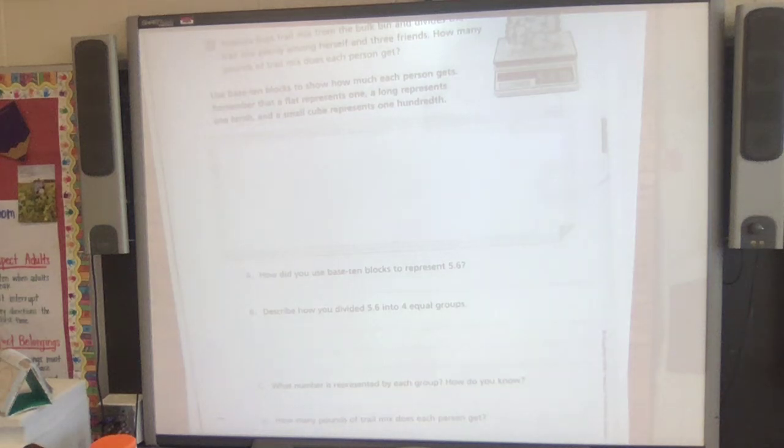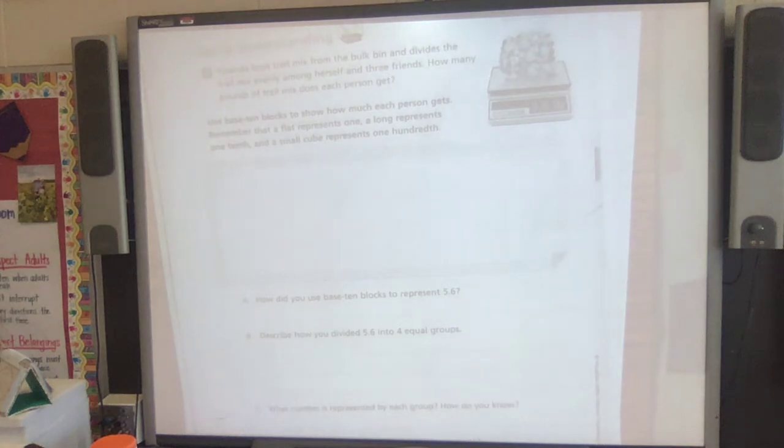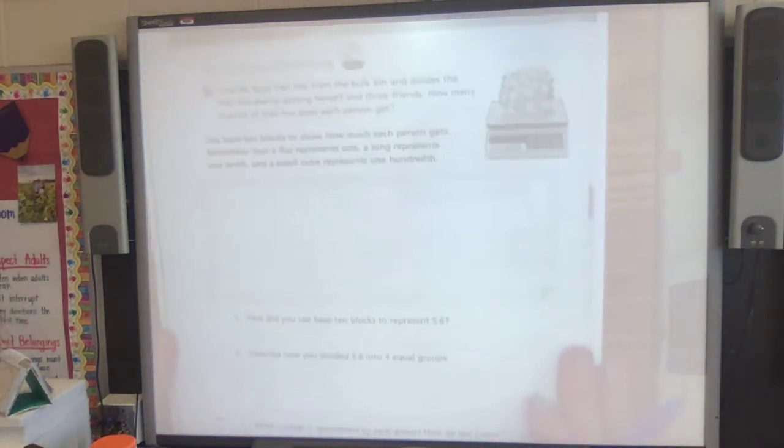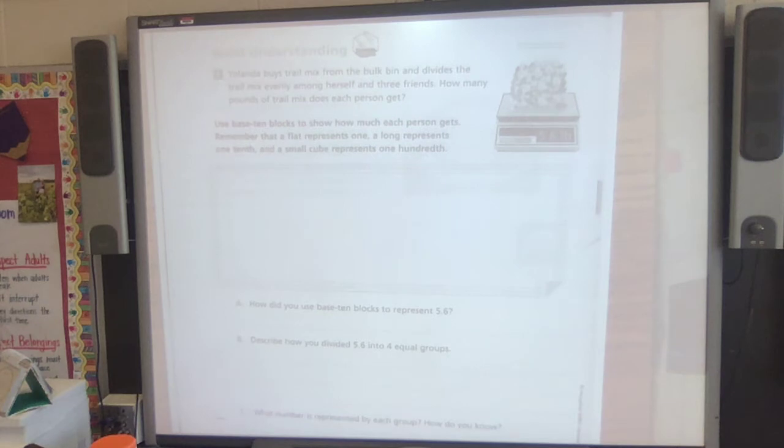Okay, boys and girls. Today we are talking about dividing decimals, but we're going to represent them with some visual models. All right, so this is 17.2 in your book.